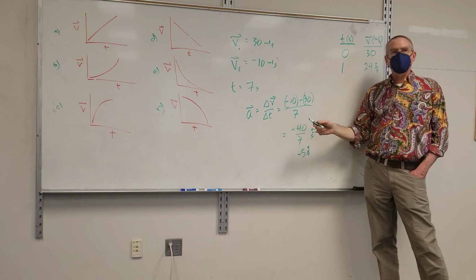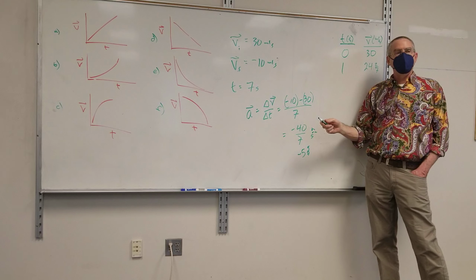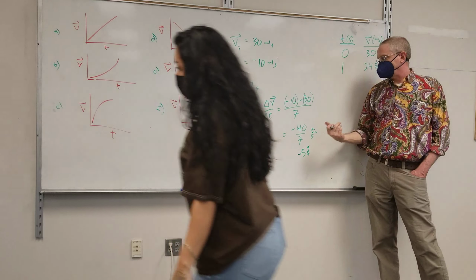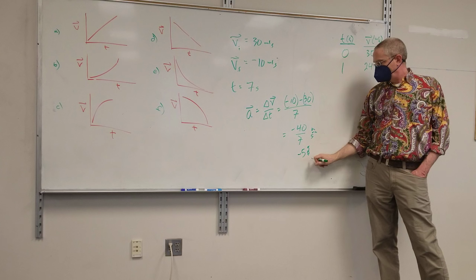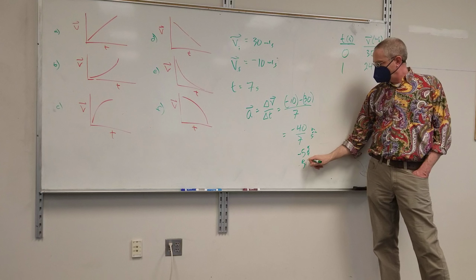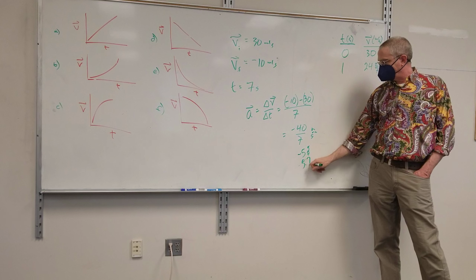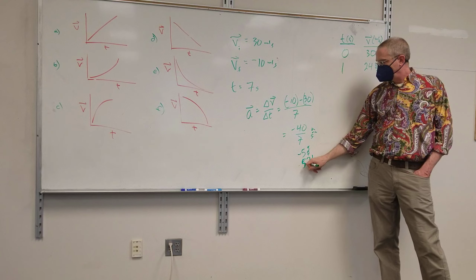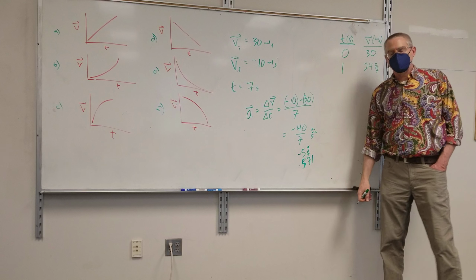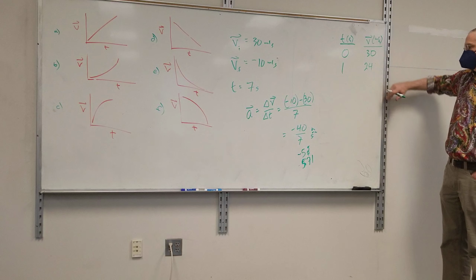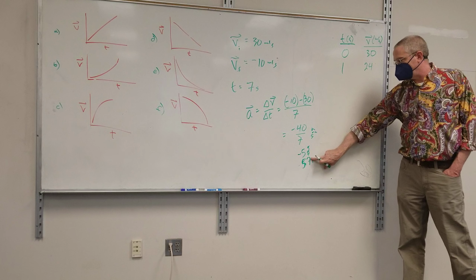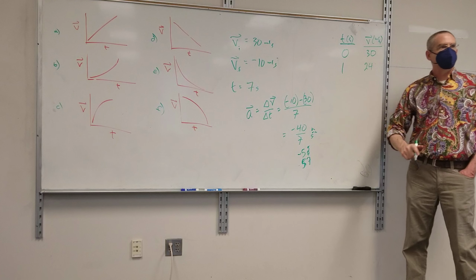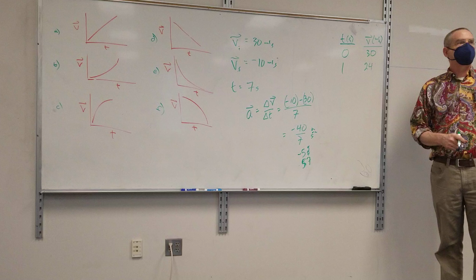Do you want me to tell you what the decimal is for that? Negative 40 divided by 7? Yes, negative 5.71. All right, so we'll go that route. I'm just gonna make it 5.7 just to make life easier right now.